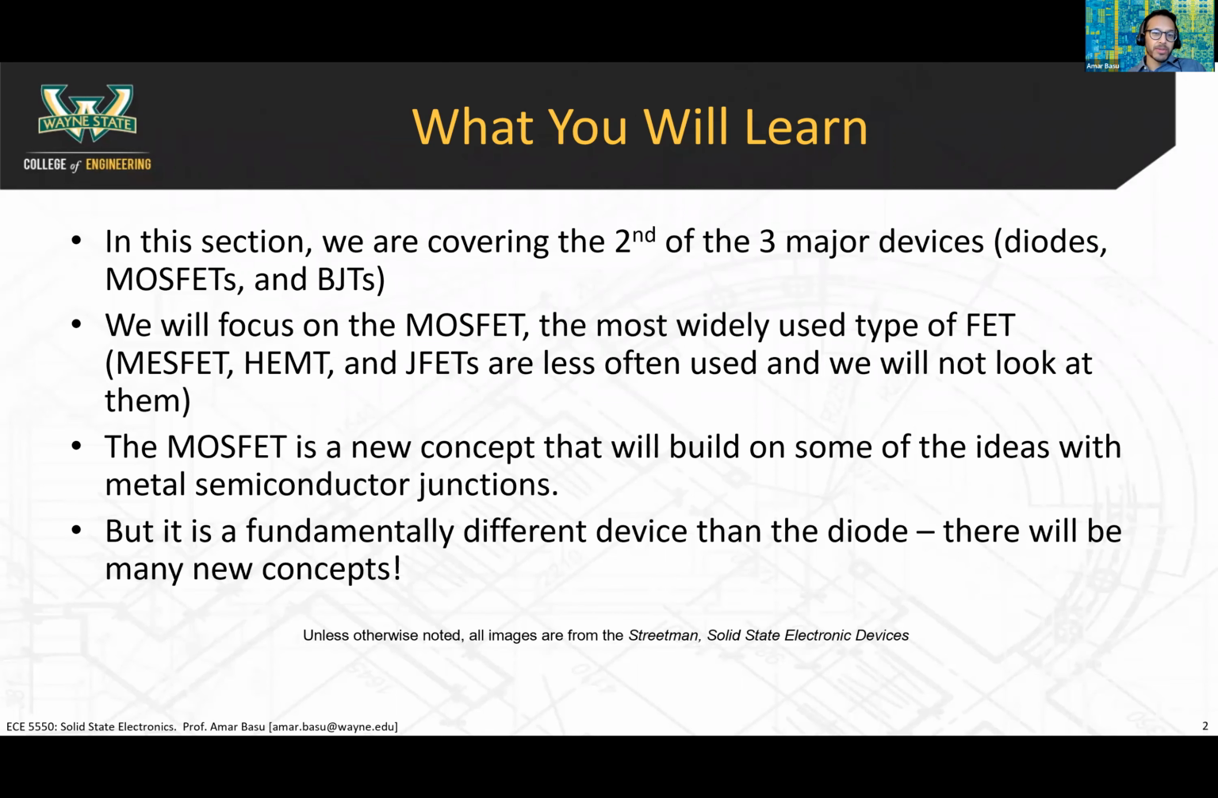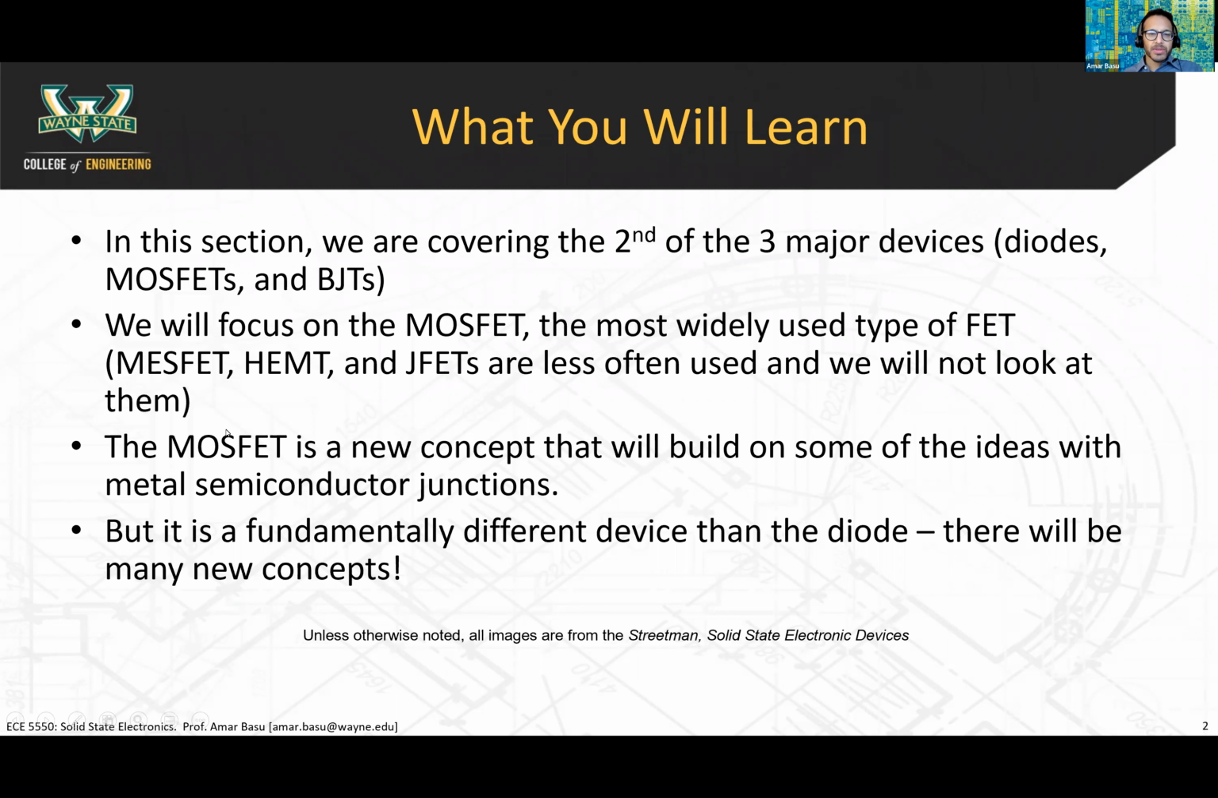And even some of the analog functions that used to be done on bipolar junction transistors are currently done on MOSFETs. So the MOSFET is the most widely used type of field effect transistor. Some of the less often used devices are the HEMT, the heterojunction devices, and the junction field effect transistors. They are a little bit less frequently used, so we're not going to be looking at them in this class. Professor Gosde teaches a course on nanoelectronics where some of those other devices may be covered.